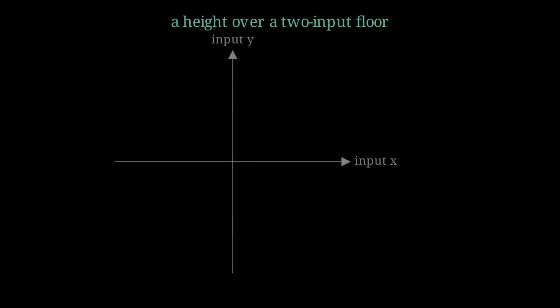Everything so far has lived on a line. One input goes in, one number comes out. But real problems depend on many things at once. So let the input be a point on a floor with 2 coordinates, and let the output be a height above that point. Now the graph is a landscape with hills and valleys.